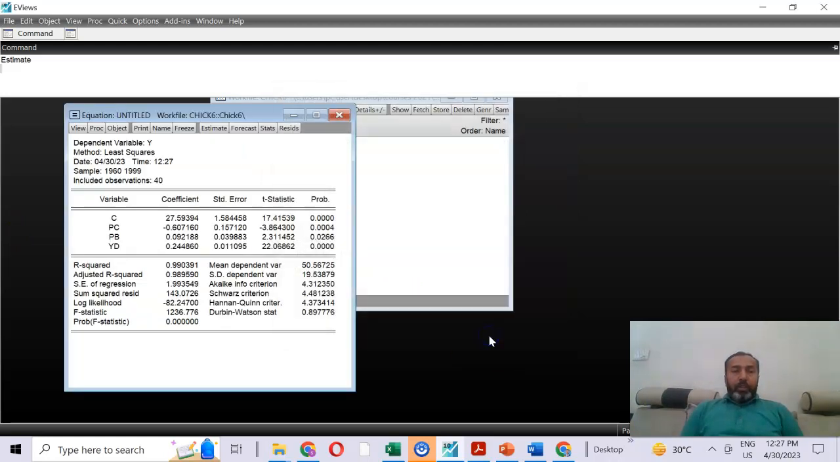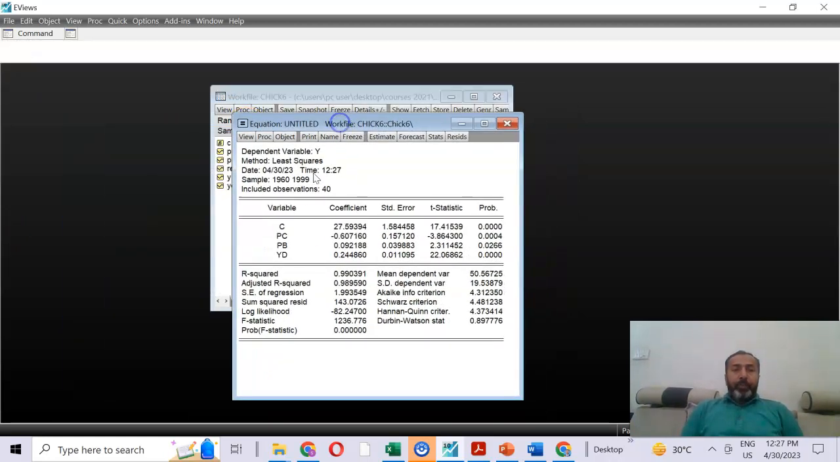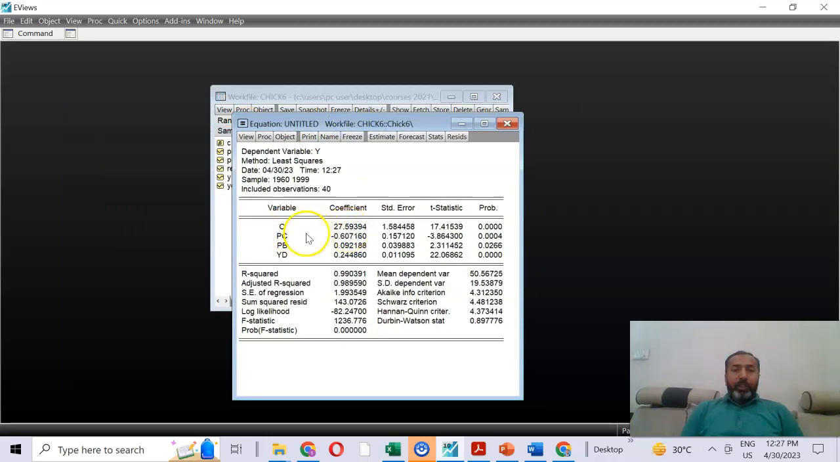If we click OK, we'll see the output here that intercept is 27.59, while the coefficient of price of chicken is minus 0.61. The coefficient of price of beef is 0.092, while the coefficient of disposable income is 0.24. The negative coefficient of price of chicken, which is 0.607, shows that if price of chicken increases by 1 unit, the chicken consumption will decrease by 0.60 unit.